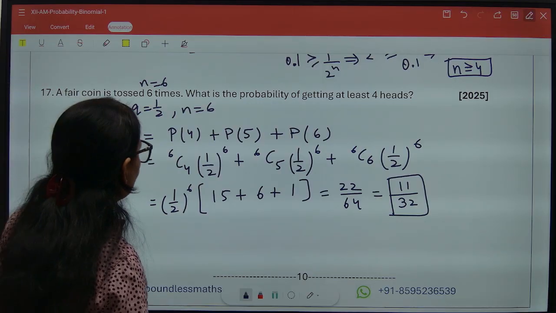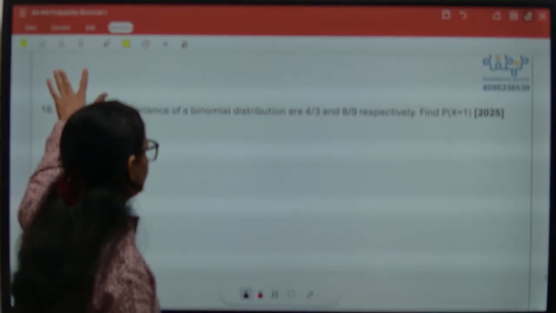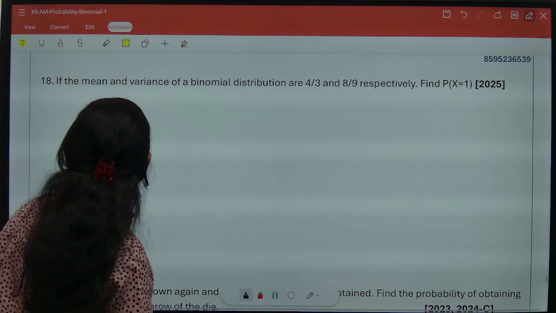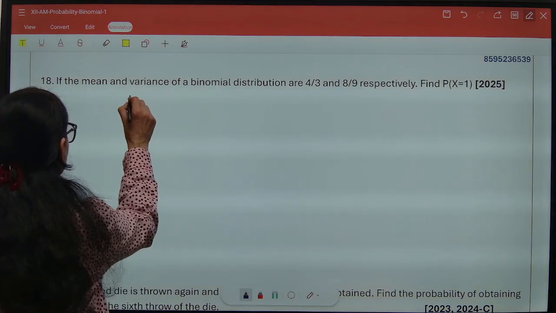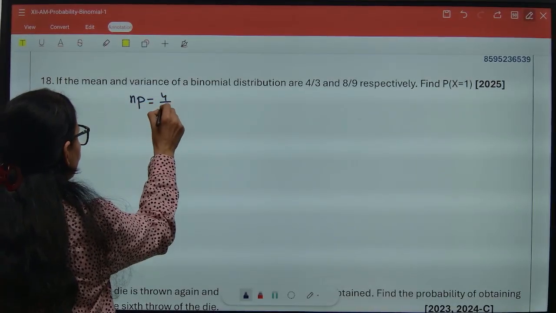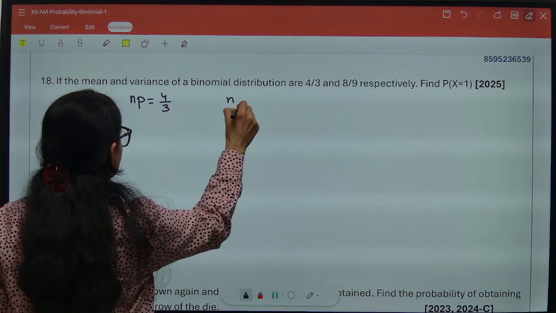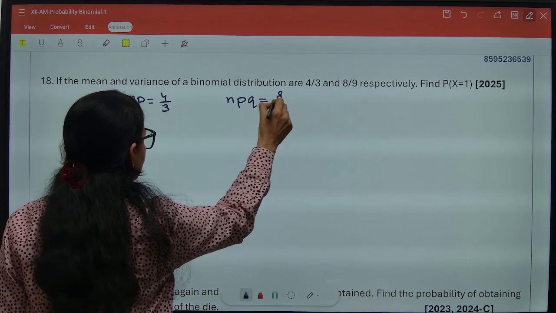Now the second last question of this video, and it is a very important question. If the mean and variance of a binomial distribution are 4 by 3 and 8 by 9, find the probability of X being equal to 1. So you are given that the mean np is 4 by 3 and variance npq is 8 by 9.